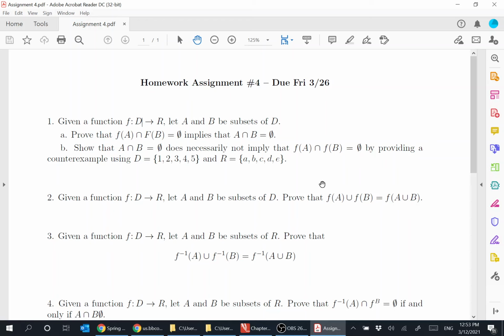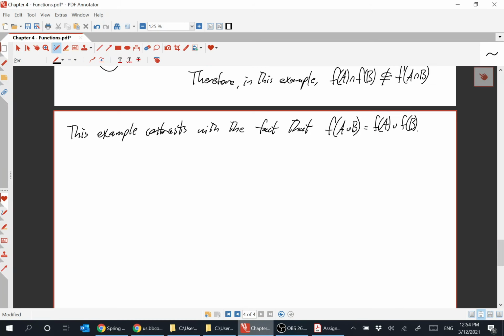So in homework problem number 2, you will actually prove that the image of A union image of B is equal to the image of A union B, by showing that the first is a subset of the second, and the second is a subset of the first. But it just doesn't behave as well with respect to intersections. This is one of your homework problems on assignment 4.